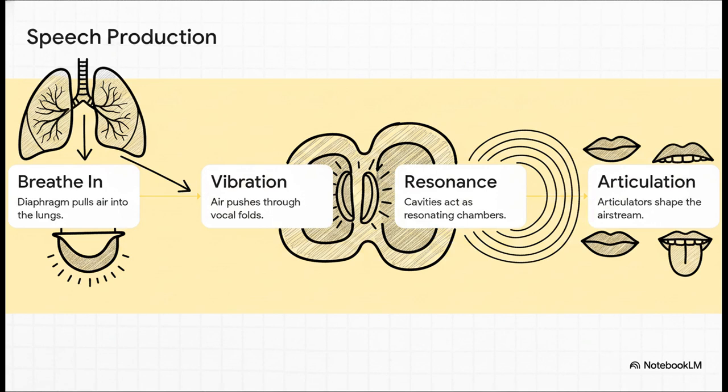The whole journey literally starts with a single breath. Your diaphragm pulls air into your lungs, and they act a lot like organic bellows. As that air is forced up and out, it hits your larynx. Inside, there are 2 muscular flaps called the vocal folds, and they act a bit like vibrating reeds on a saxophone. As the air pushes through them, the pharynx, mouth, and nasal cavities serve as these amazing resonating chambers, amplifying the sound before your articulators step in to do the final shaping.